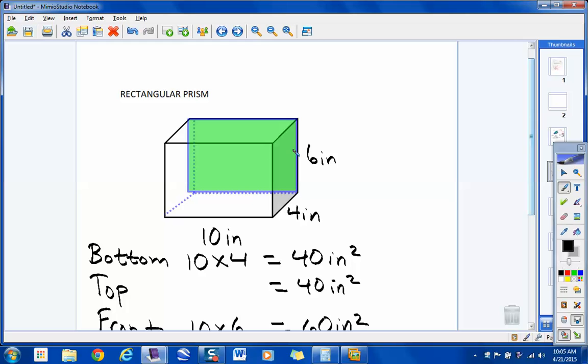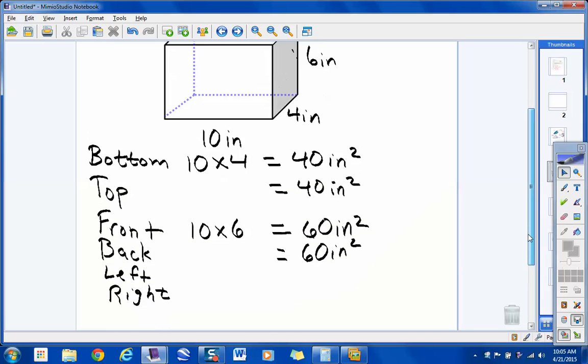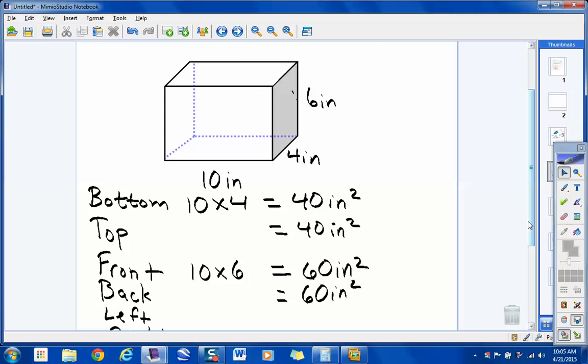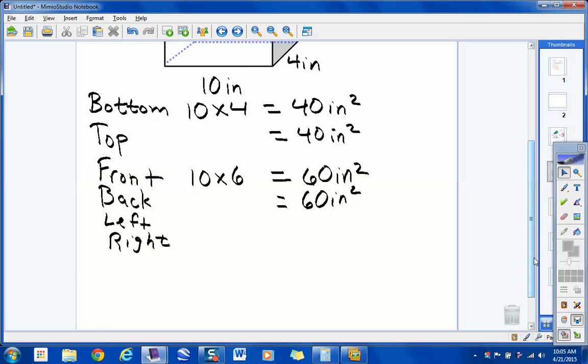All right, so lastly here then, we've also got to deal with the left and the right. The right side here is kind of shaded in for us already. What are the dimensions of the right side? 4 by 6, which means this is also going to be 6 by what? 4. Okay, have I accounted for all 6 sides then? Well, the left side would be 6 times 4, which is how much? So each side here is 24 square inches.